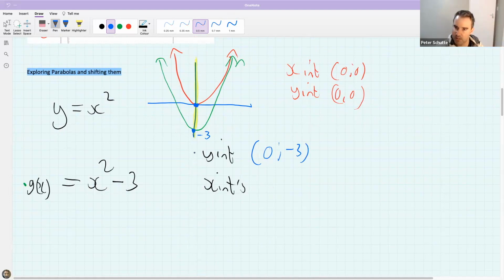Now, what about the x-intercepts? How do we find those? I feel like someone told me earlier that to find the x-intercepts, you need to make y equal to 0. So then I should do that.